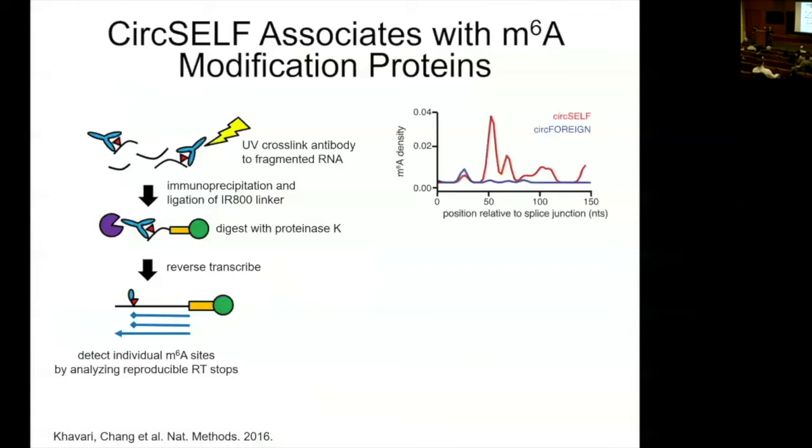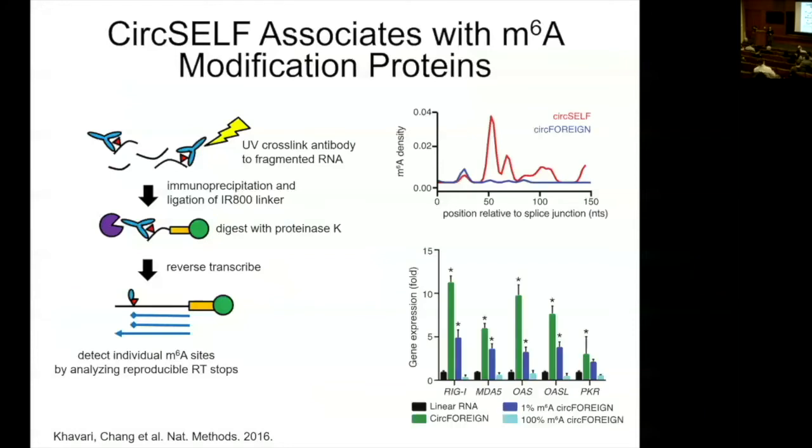And so we took both the CircSELF and CircFOREIGN through this process, and we found that right after the splice junction, there's a significant peak of M6A density only on CircSELF compared to CircFOREIGN. And so we wondered maybe CircSELF contains this RNA modification in order for the cells to sense it as self. That means we should be able to take this RNA modification, incorporate it into CircFOREIGN, and that should mask the foreignness of the circular RNA.